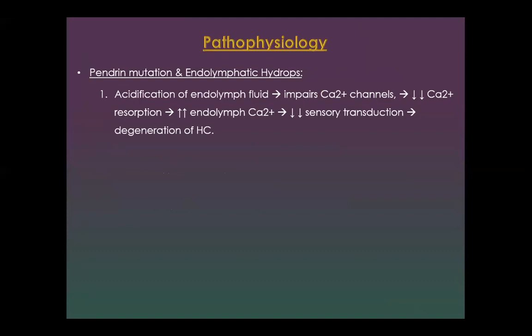Pathophysiology. What will happen if pendrin is mutated, or the gene is mutated and the formed pendrin is malformed? Pendrin mutation and endolymphatic hydrops. The main insult is formation of endolymphatic hydrops and inflation of our membranous labyrinth. This is because pendrin is responsible for pH regulation. Now the pH will not be regulated and will still be acidic in all parts.